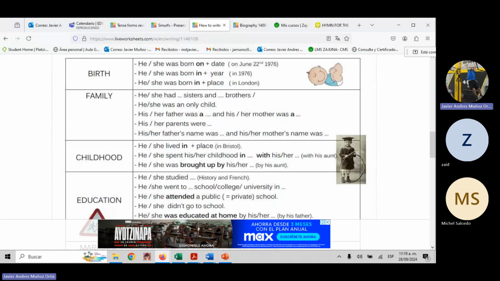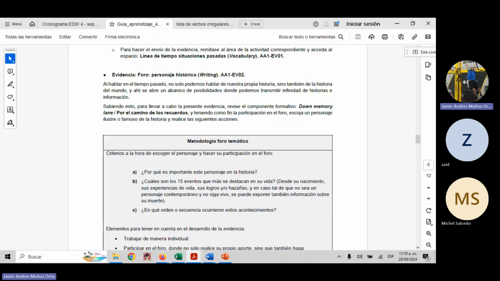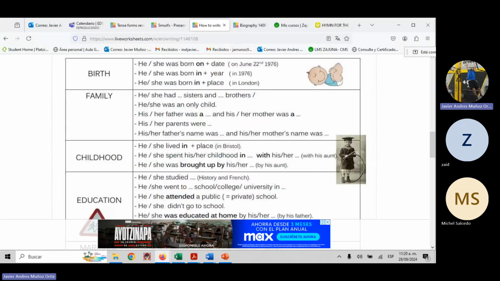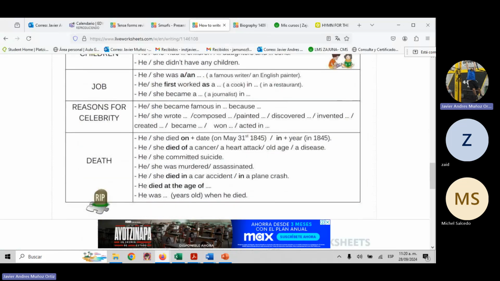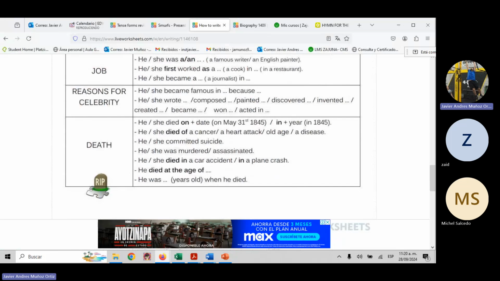So, in other words, what the learning guide is asking us to present is a biography. And when the learning guide asks us to present these events in a sequence, in order, it's coherent to mention these events organized in terms of time. So that's why this organization, in my opinion, seems coherent: birth, family, childhood, education, marriage, children. So let's continue with the next activity, job.